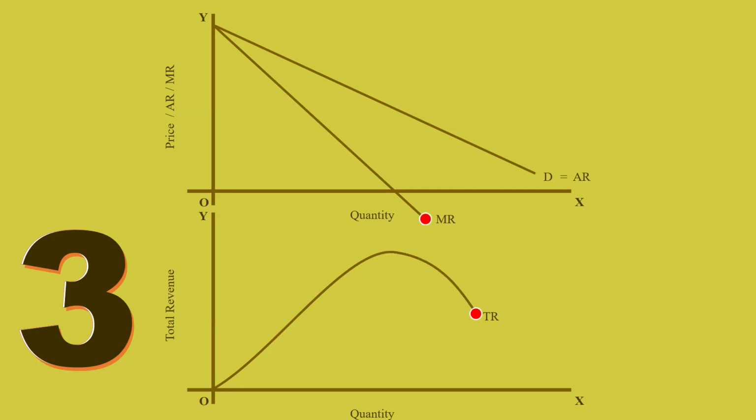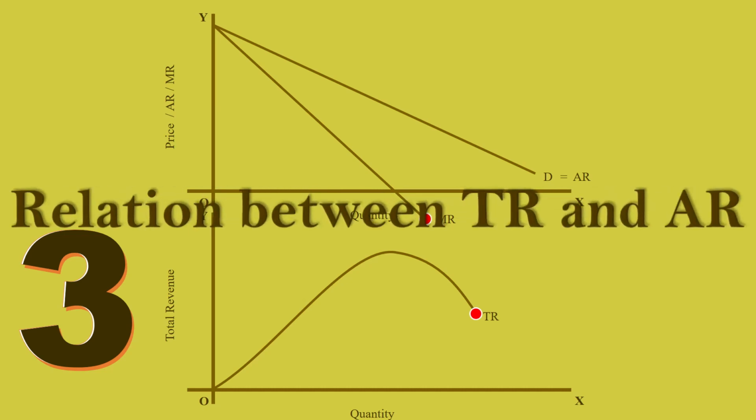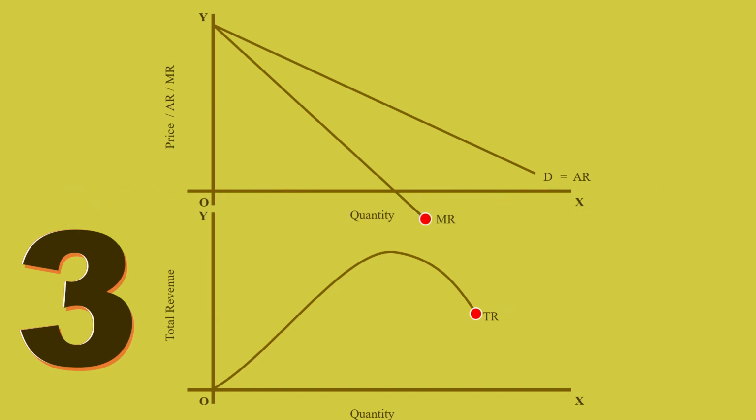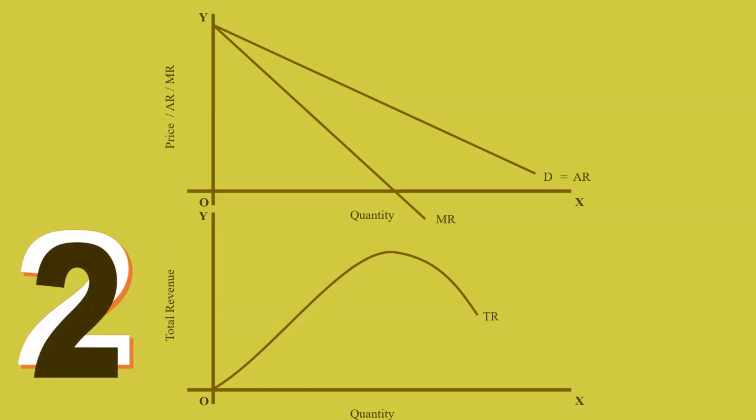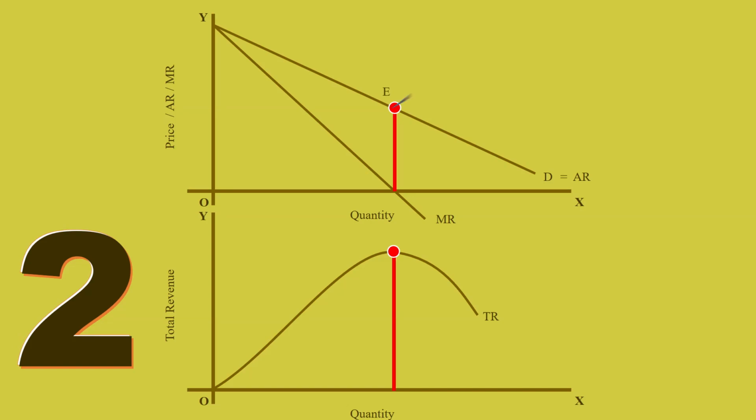We shall turn to study the relation between total revenue and average revenue now. 1. The rising part of the total revenue curve corresponds to that segment of the average revenue curve where elasticity is greater than 1. So, we can say, so long as the total revenue is increasing, the product commands relatively elastic demand.